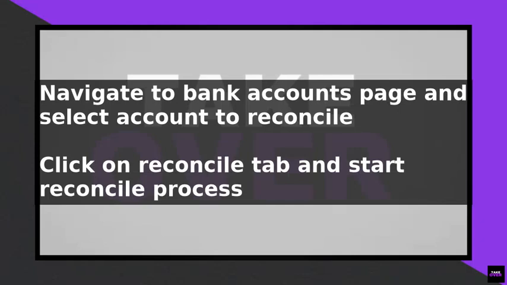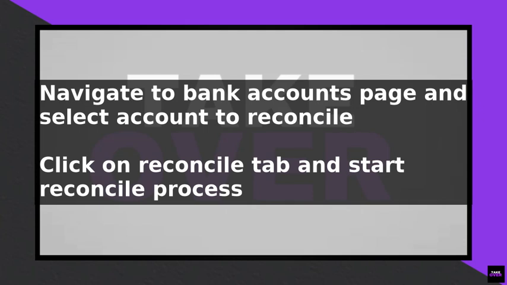To perform bank reconciliation in Xero, start by navigating to the bank accounts page and selecting the account you want to reconcile. Click on the Reconcile tab and then click on Start Reconcile. Enter the statement date and the ending balance from your bank statement. This information is usually found on your bank statement. Make sure to enter the correct date and balance to ensure an accurate reconciliation.